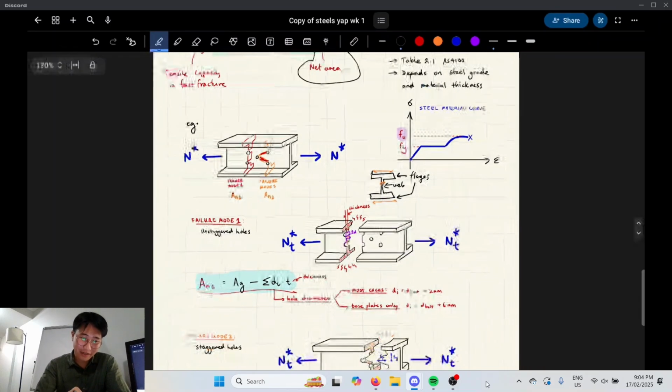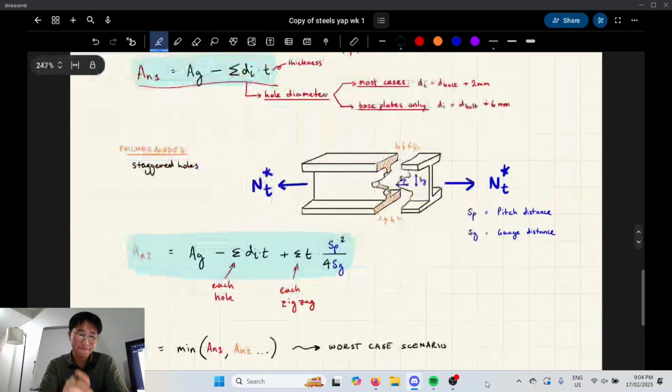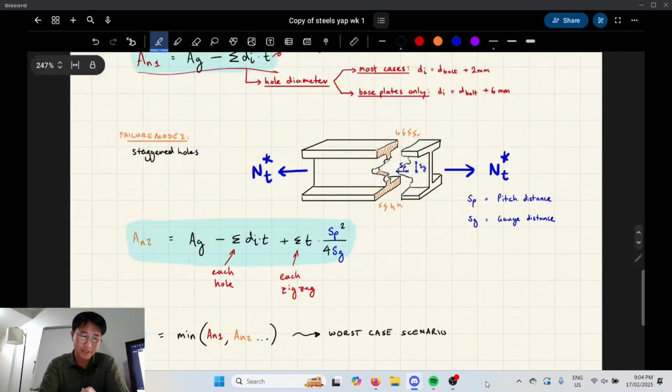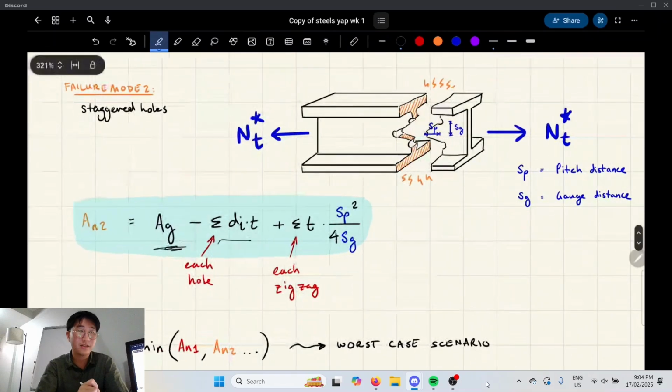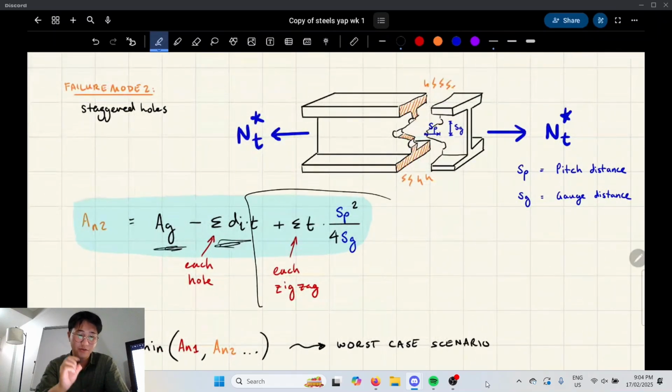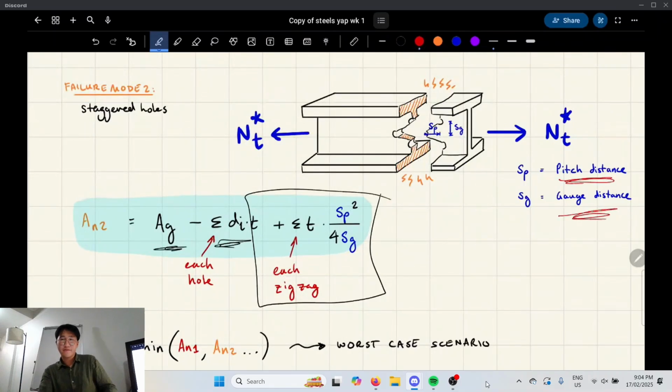Alright, let's keep going. Failure mode 2, staggered holes. Here's the formula for the staggered holes version. We take the gross area like we did before, and we have to subtract each hole, like before, but we add on the diagonal zigzag. There are terms we're going to use here: the gauge distance and the pitch distance. Pitch is laterally, and gauge is vertically. That's the difference. We just chuck it in this formula, you don't have to think too hard. All you need to do is measure the pitch and the gauge distance, chuck it in and you'll get the net area.